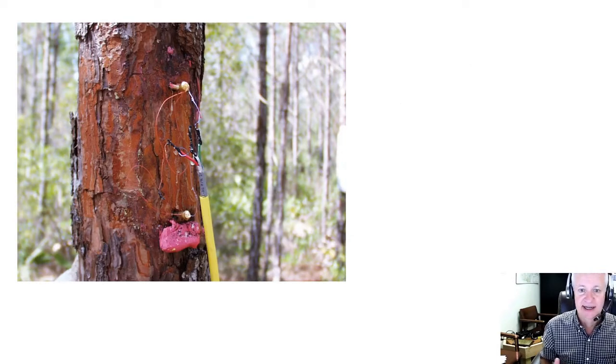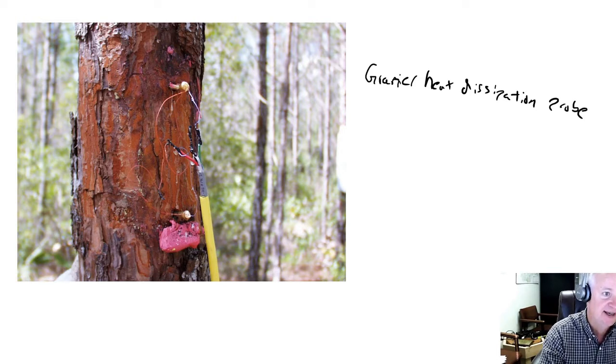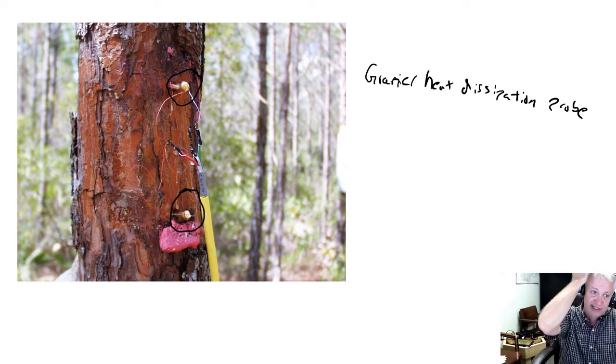This is another type of sap flow gauge. This particular one is a Granier heat dissipation probe, inserted into a slash pine tree. Basically, there is an upper and a lower probe. The upper probe is heated. The lower probe is not, and it serves as just a reference temperature.